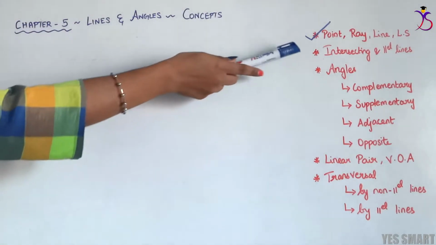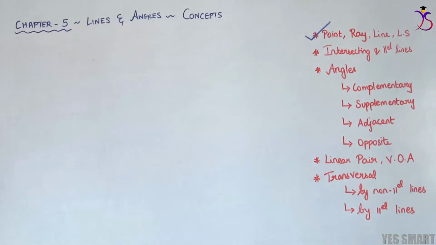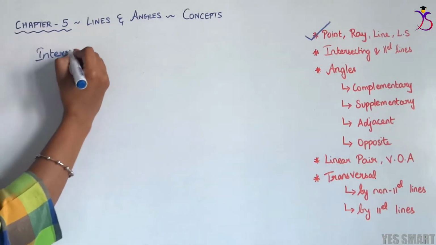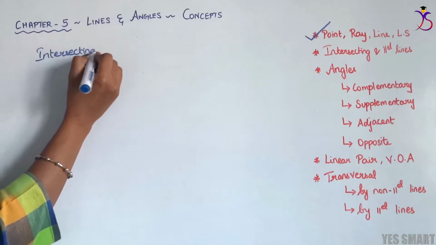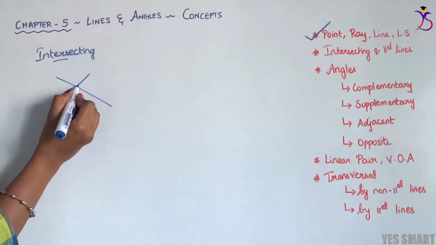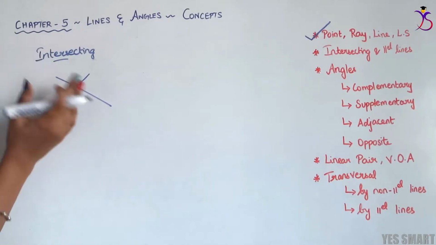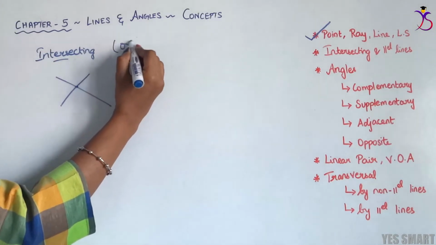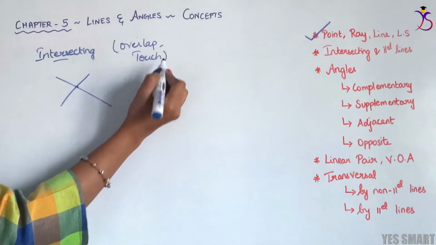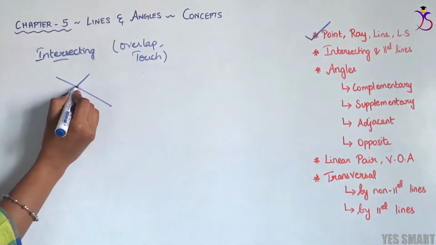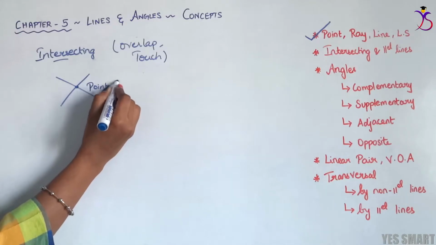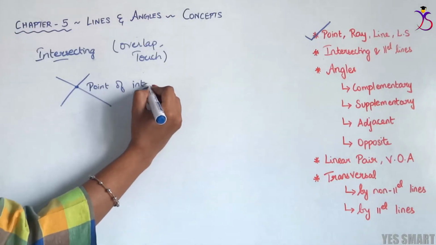Next, intersecting and parallel lines. Intersecting lines are lines that meet each other. For example, if we have a line like this, there will be another line that meets the previous line at a point. The keywords are overlap or touches the previous line. These two lines meet at a point, which is called the point of intersection.